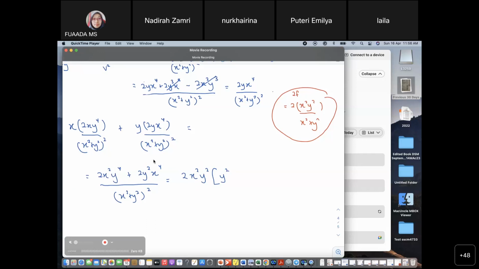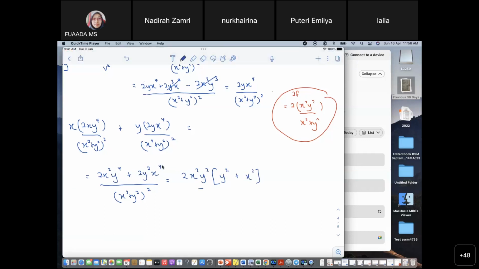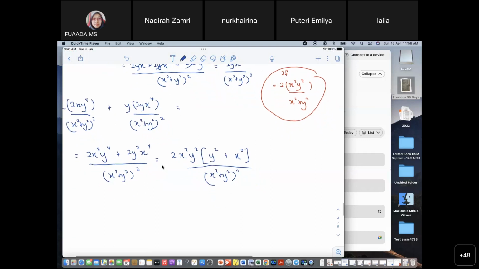Okay, now the second term. When you factorize 2, the 2 is gone, and you take out y squared, so y squared here is gone. X^4 you take out x squared, so yang tinggal x squared. Divided by (x squared plus y squared) squared. Okay.